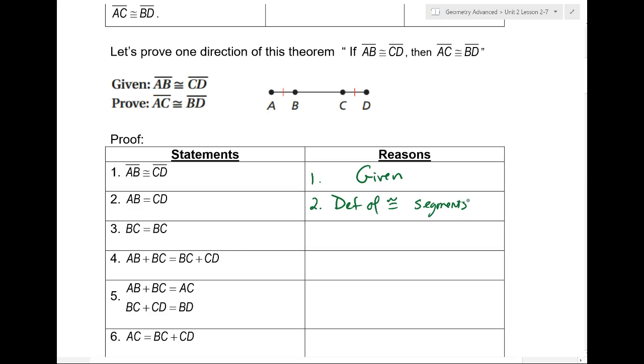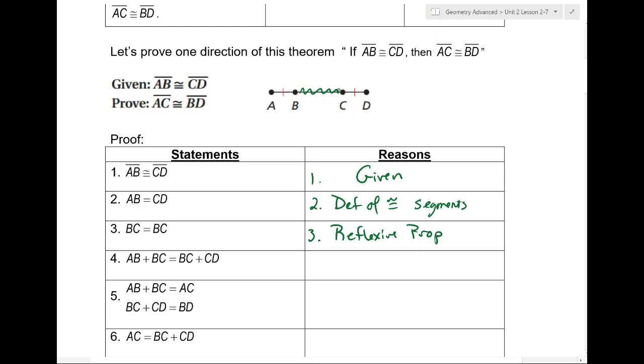Now, look at the next step. Guys, what does that say there? BC is equal to BC. What property is that? Reflexive. Very good. It's a reflexive property. It's equal to itself. So we have our reflexive property, and we know that BC is equal to BC, its segment.